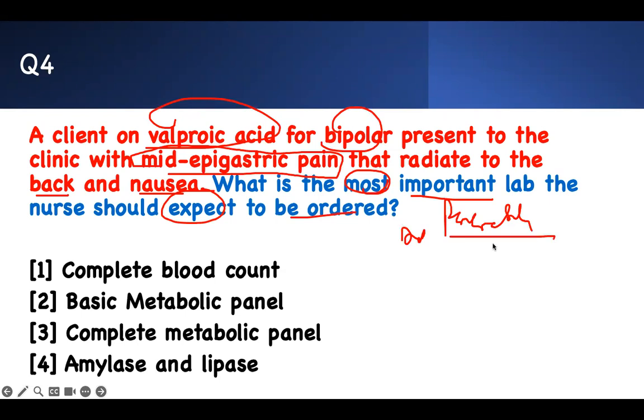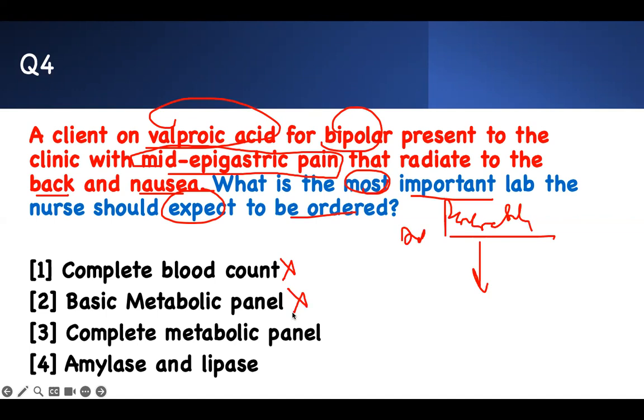If you have pancreatitis, what lab work do you want to do? I keep telling you all the time, never look at the answer choices until you figure out what you're expecting. I know what I'm expecting. Lab work for pancreatitis. A complete blood count is not going to help me.